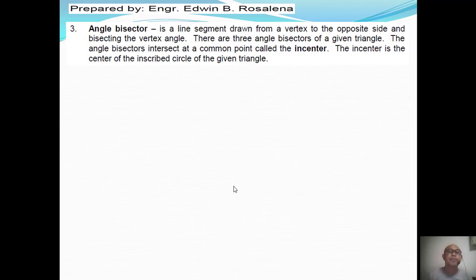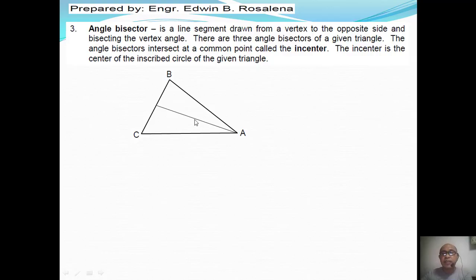Then we have here the angle bisector. An angle bisector is a line segment drawn from a vertex to the opposite side, bisecting the vertex angle. Angle bisector means that when you draw that line segment, it will bisect an interior angle. So if we have here, for example, an angle bisector of angle A, this measures A over 2, A over 2.